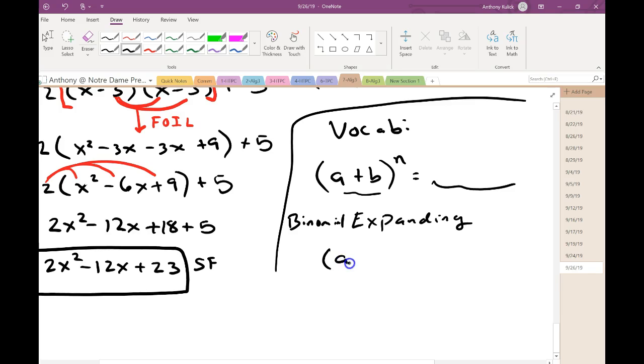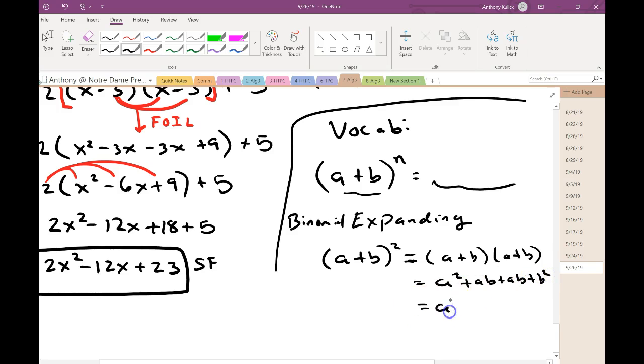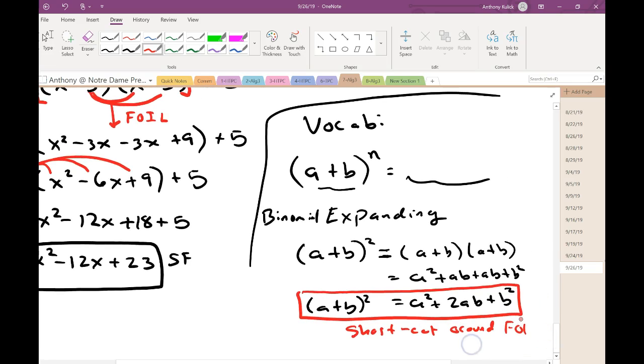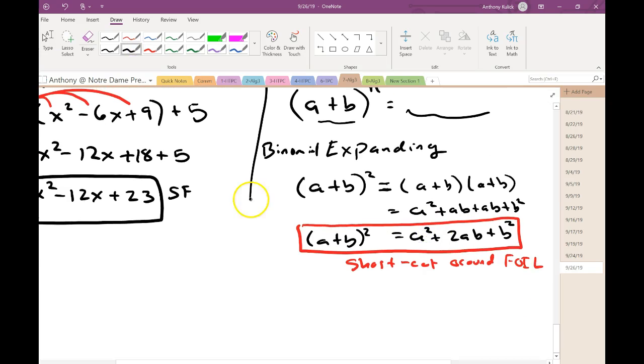So let's look at the very specific case that we'll be dealing with when we have vertex form, where we have two things that are added together and then squared. So we said that we can just really treat this as a FOIL problem. The reason I'm doing it again with not numbers is because we can use this formula as a shortcut around the foiling. Let me show you how I use the formula now.